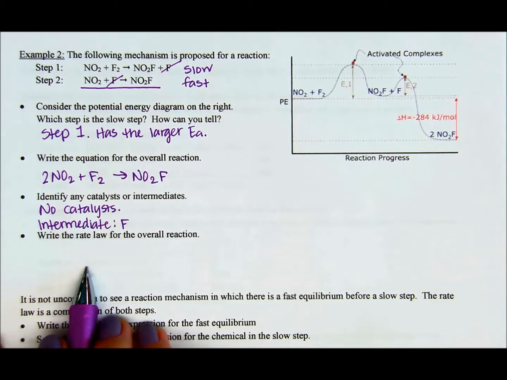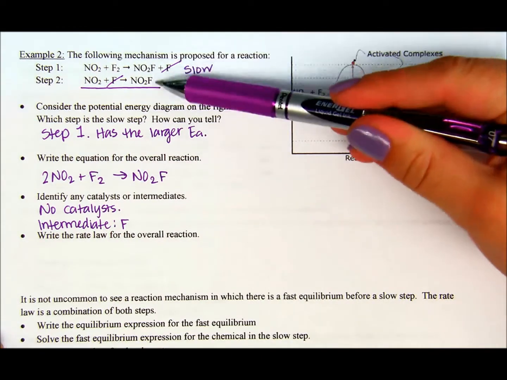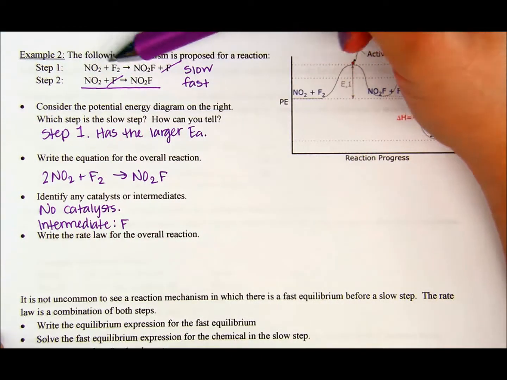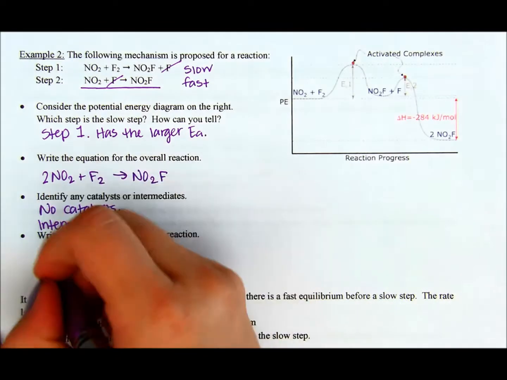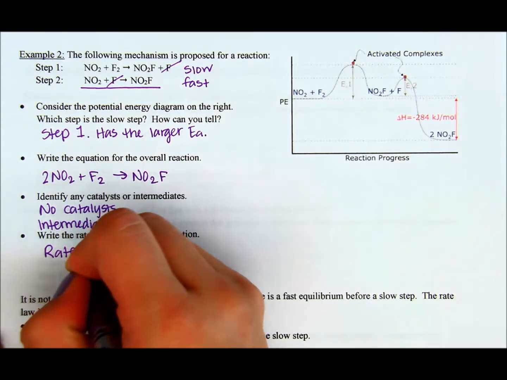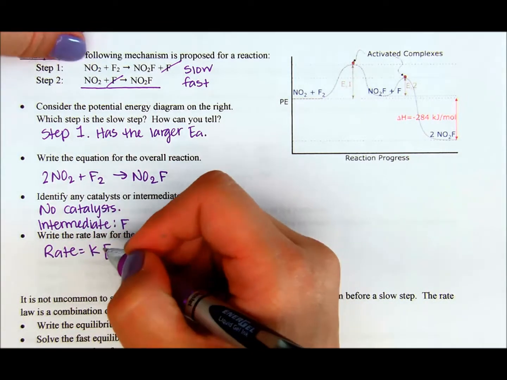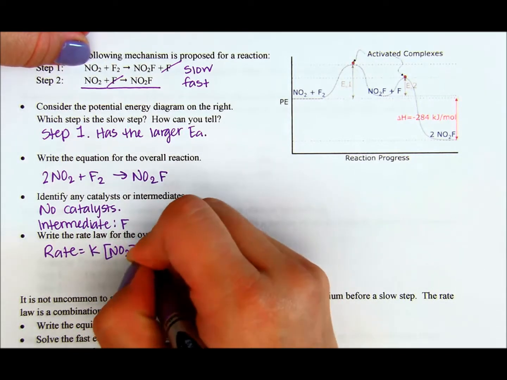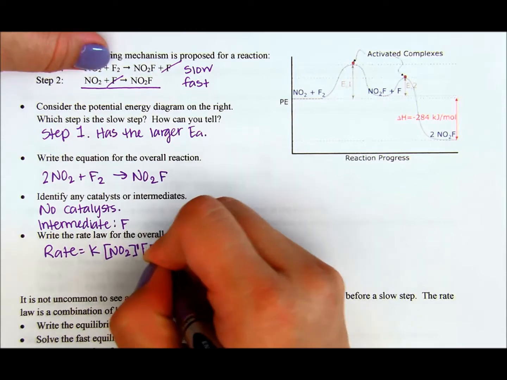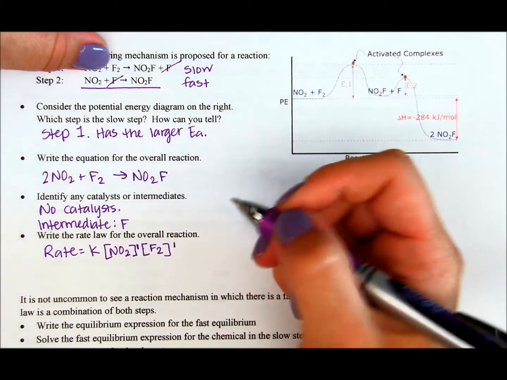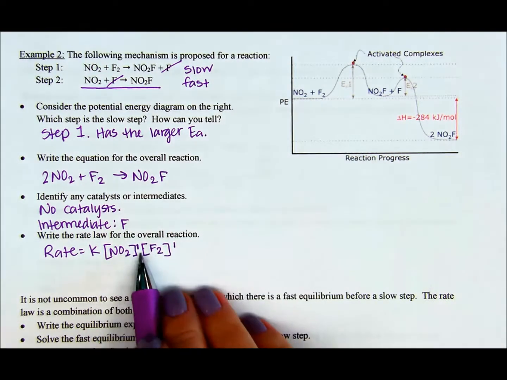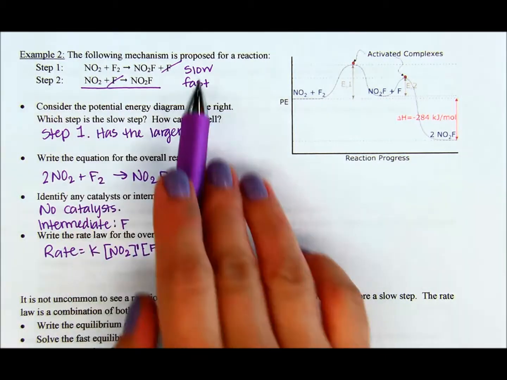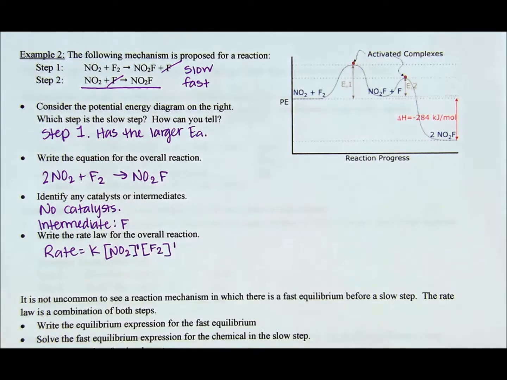And then write the rate law for the overall reaction. Well, the rate law for the overall reaction is just the rate law for the slowest step. So that would be our first step here. So our molecularity is 2. So my rate equals K times the concentration of here, NO2, there's just one of them, times F2, there's just one of them. That's it. These add up to 2. Molecularity is 2. That's the slowest step. That's our rate law for our overall reaction. So that's it for that example.